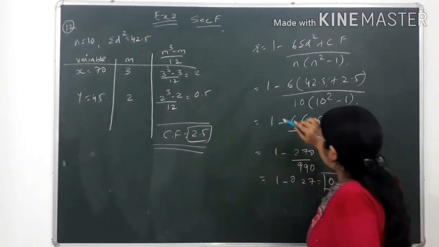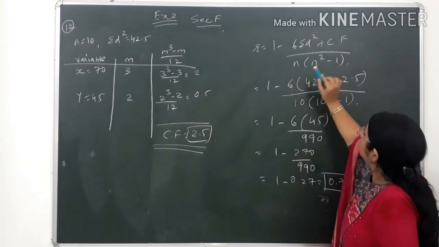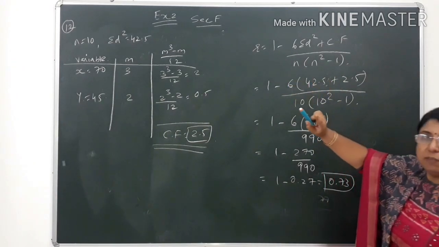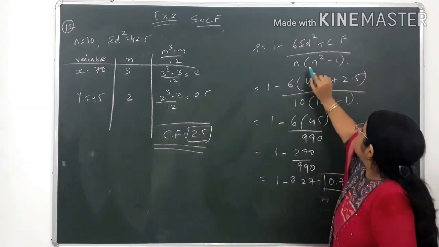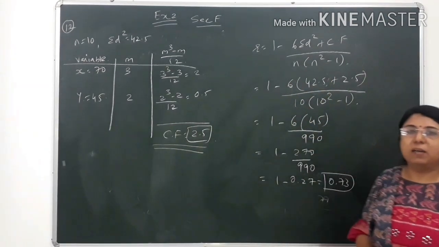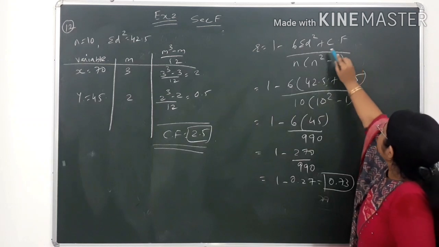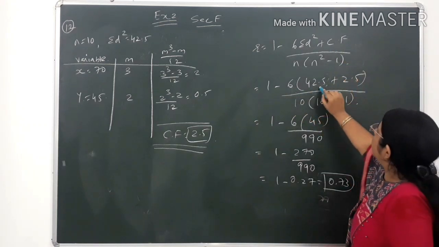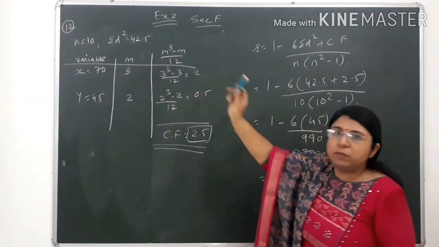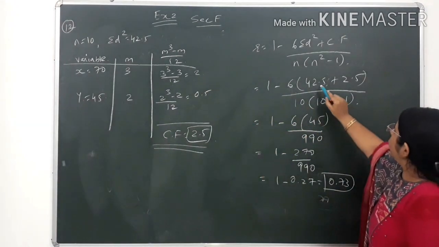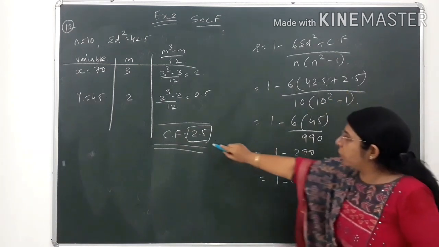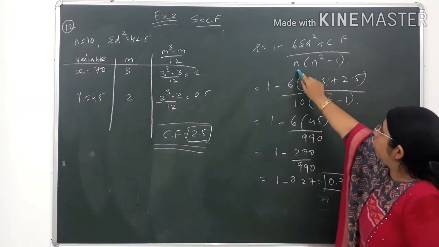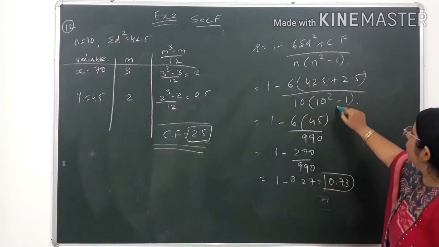Now it's very simple. After finding the value of CF, we put it in the equation of rank correlation coefficient, the only one basic formula that we have learned, that is 1 minus 6 sigma d square upon n into n square minus 1. Here the value of CF is there, so we have to add CF also. Now 1 minus 6, the value of sigma d square is already given in the question, that is 42.5. So 42.5 plus the CF value that we have found, that is plus 2.5, upon 10, the value of n, so 10 into 10 square minus 1.